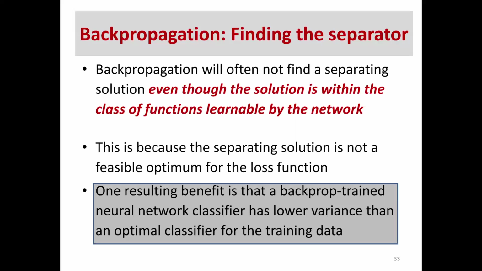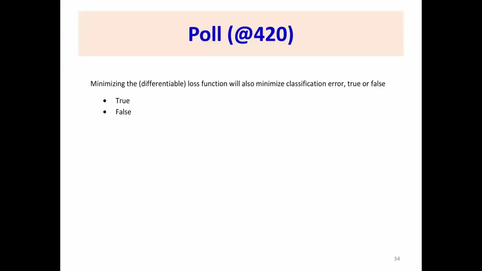And the resulting benefit is that backprop-trained neural network classifiers have lower variance than an optimal classifier for the training data. The optimal classifier for the training data may be able to separate the classes, but then it's going to be very sensitive to the specific set of training points you have, whereas backprop is not going to be so sensitive. Any questions? Questions? Okay. Cool.